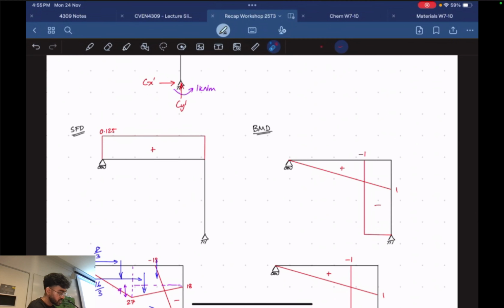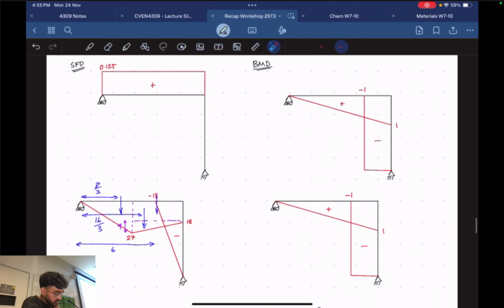It's just going to be a -1 because it's going in the anti-clockwise direction. And as you guys should know, when you're graphing an anti-clockwise moment on the bending moment diagram, it's going to be a negative. A clockwise moment is going to be taken as a positive. That's the way I like to remember it.